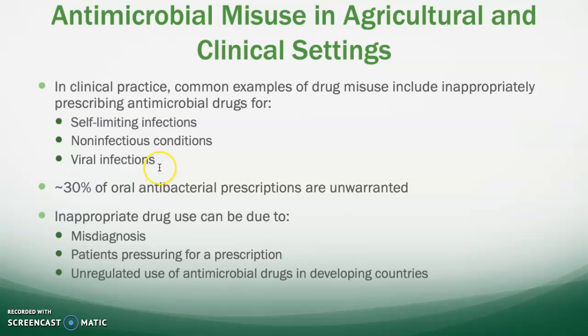There are a number of different reasons that this can happen. The doctor doesn't know for sure that it's viral and thinks it could be bacterial. A patient demands that they get medication for being ill, even though it's a viral infection, and there's pressure on the doctor to do that.